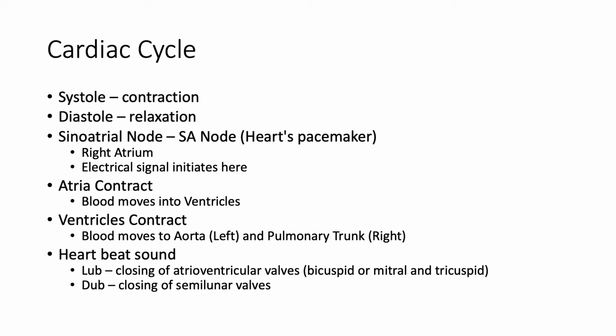that give them signals to contract. And so the electrical signal initiates in this SA node, and the atria then are going to receive the signal first. Both atria are going to contract at the same time. When they do, the blood will move from the atria into the ventricles. And then that electrical signal will reach the ventricles. They'll contract, and that will move blood out of the ventricles. So if we're talking about the left side, that will move blood out through the aorta. If we're talking about the right side, it will move blood out through the pulmonary trunk.